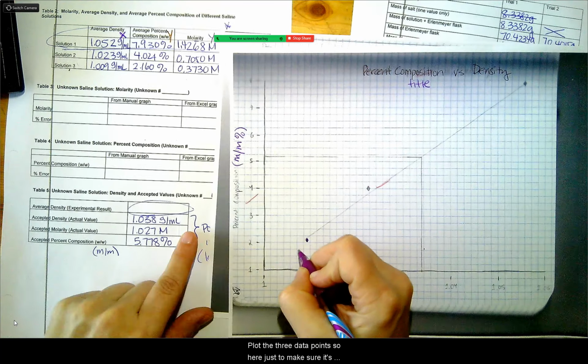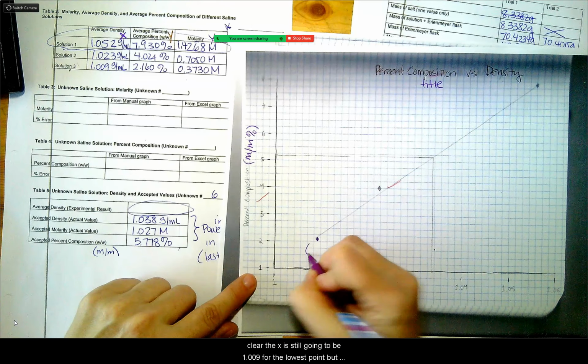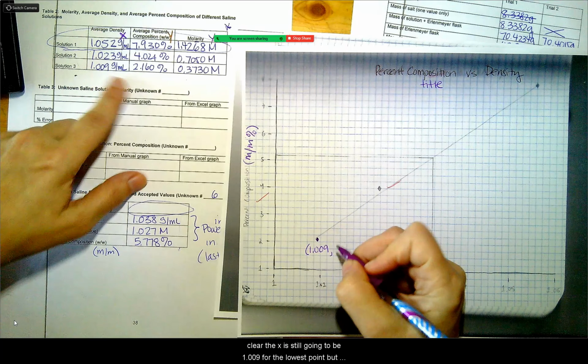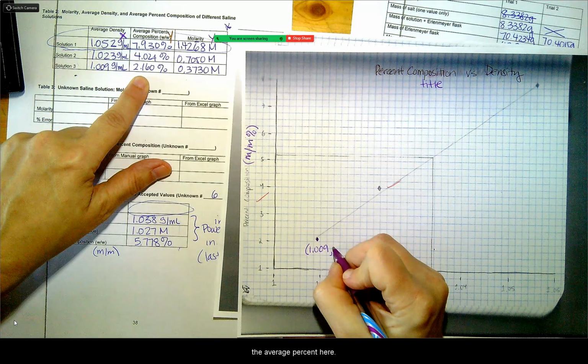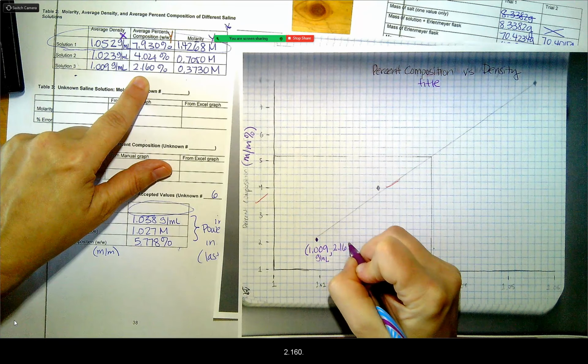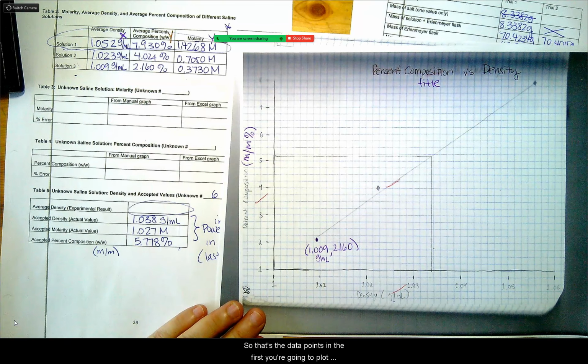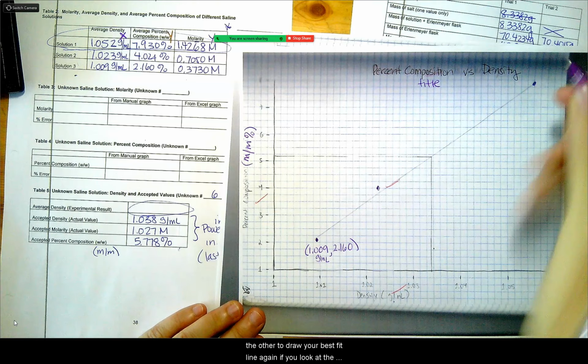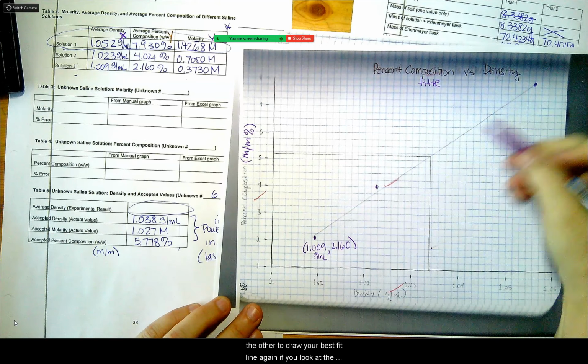So here, just to make sure it's clear, the X is still going to be 1.009 for the lowest point, but the average percent here would be 2.160. Okay, so that's the data point for the first. You're going to plot the other 2. Draw your best fit line.